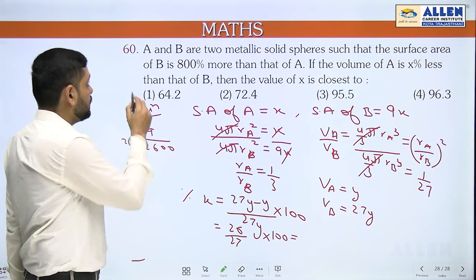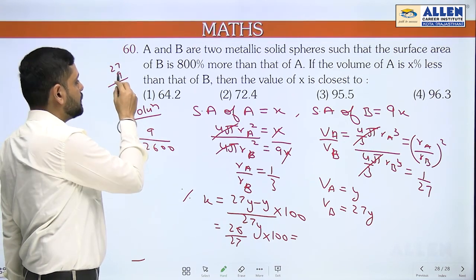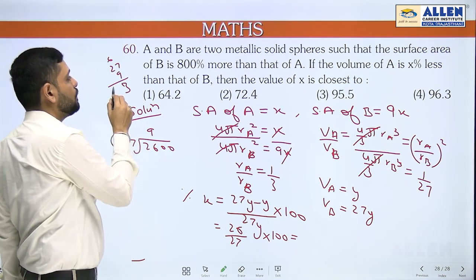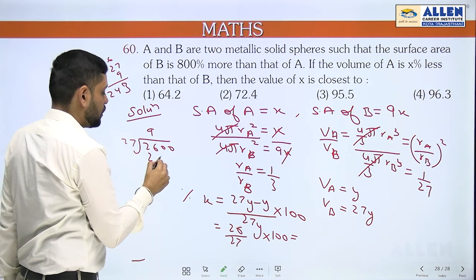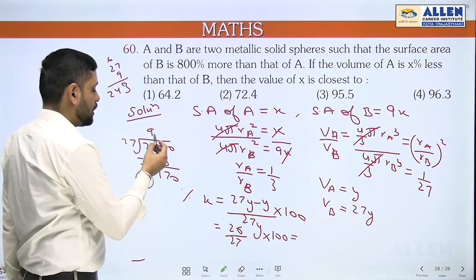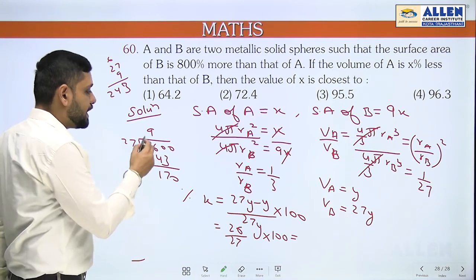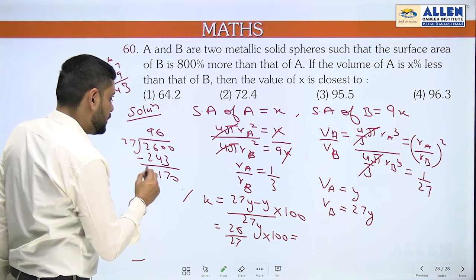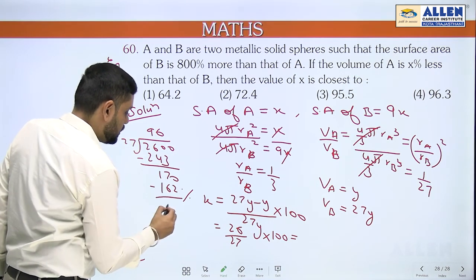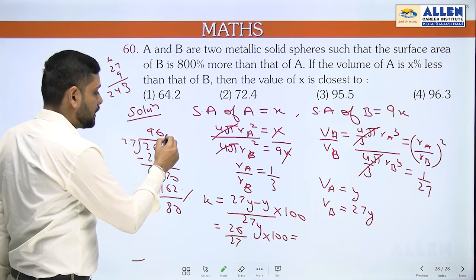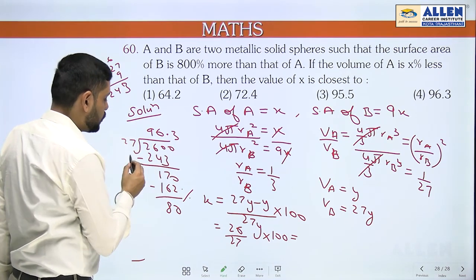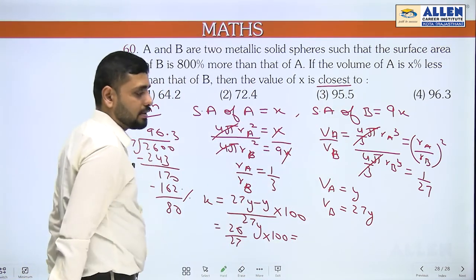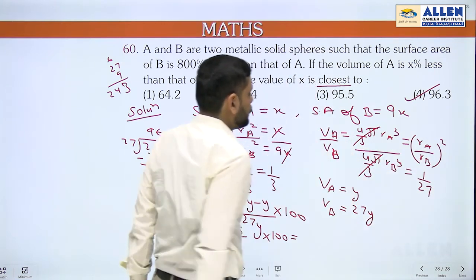We'll simplify it by 9 times. So what we'll get? 9 7 63, 9 2 18, and 2 2 43, 243. Now how many times will it get divisible? It will get divisible by 6 times. So we'll get 81, and then again it will come close to 3, because 27 3 is 81. So it's just close to 3, and we need to find the closest value of x. So definitely the answer will be 96.3.